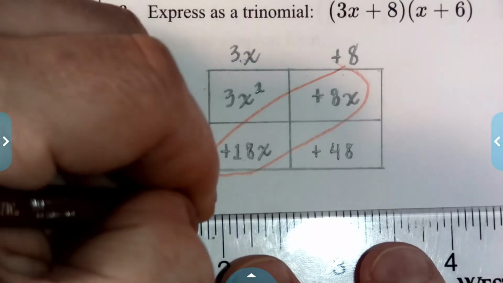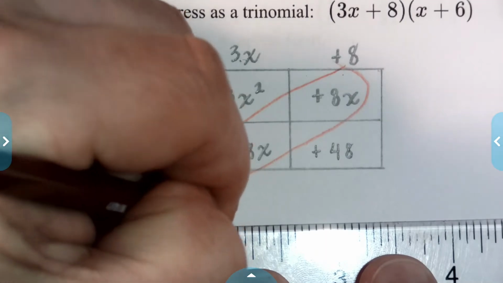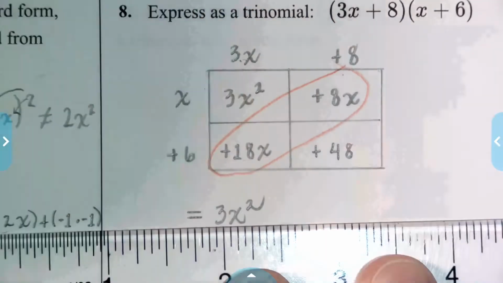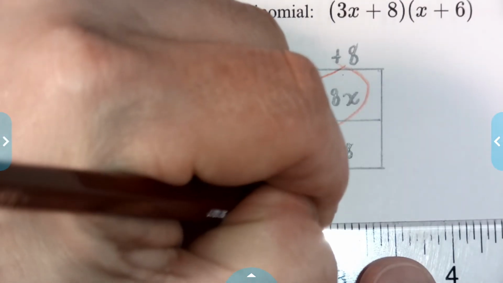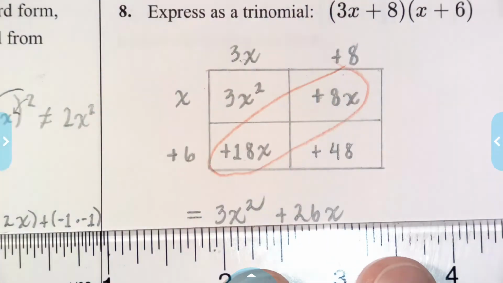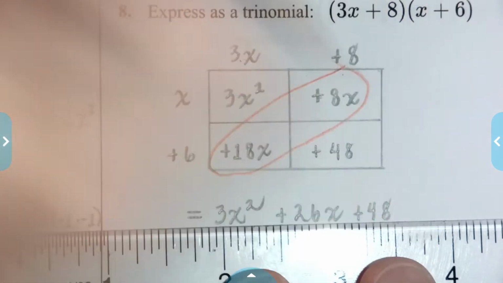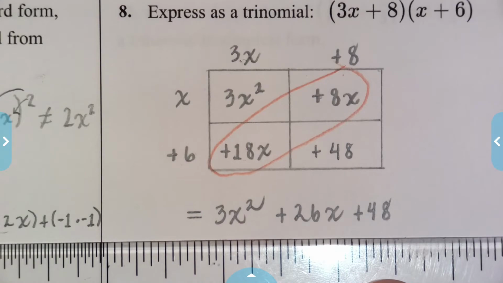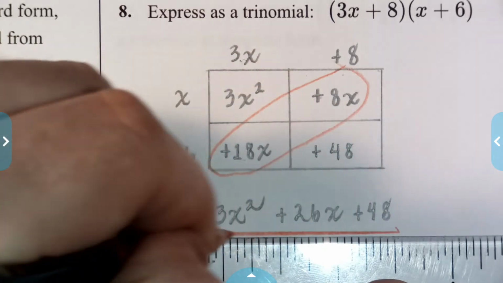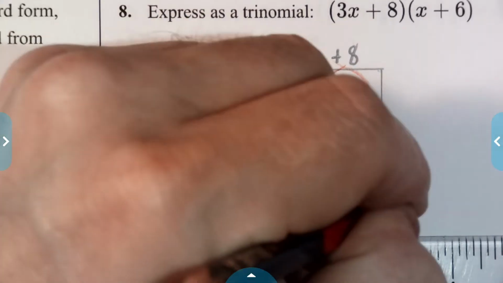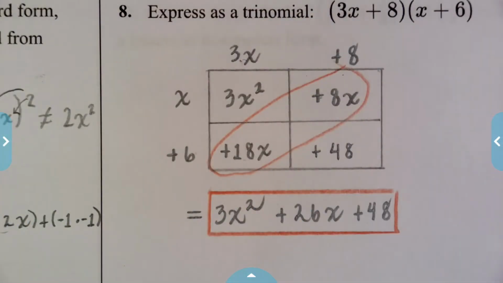All right, so let's write this thing down. Starting with the largest exponent term, I have 3x squared plus 26x plus 48. And there it is. That's a trinomial. Tri meaning 3 terms, okay? So we took 2 binomials, multiplied them together, and got 1 trinomial. Done.